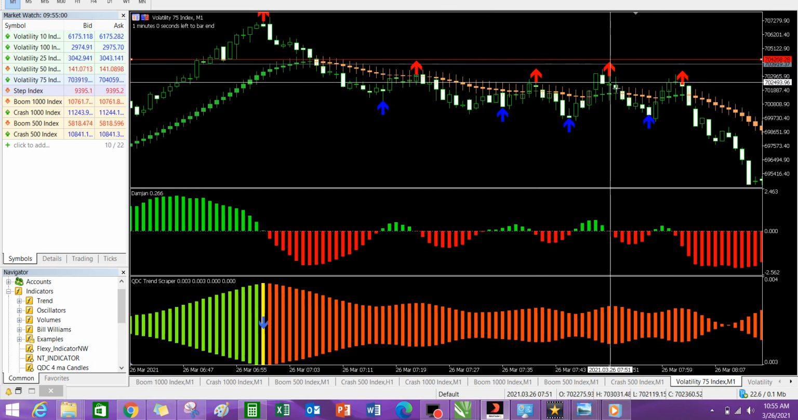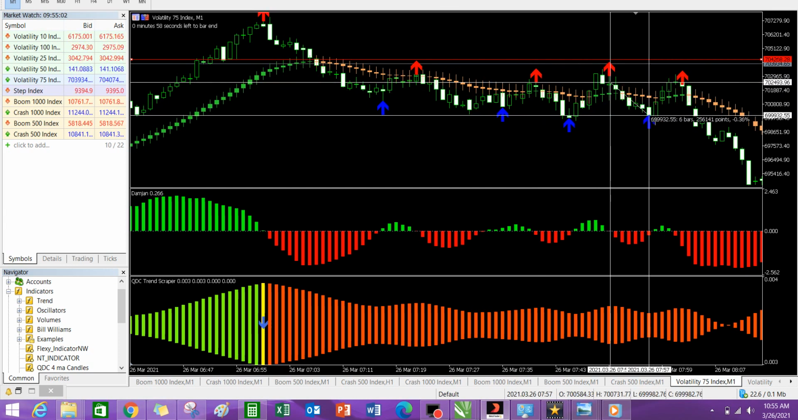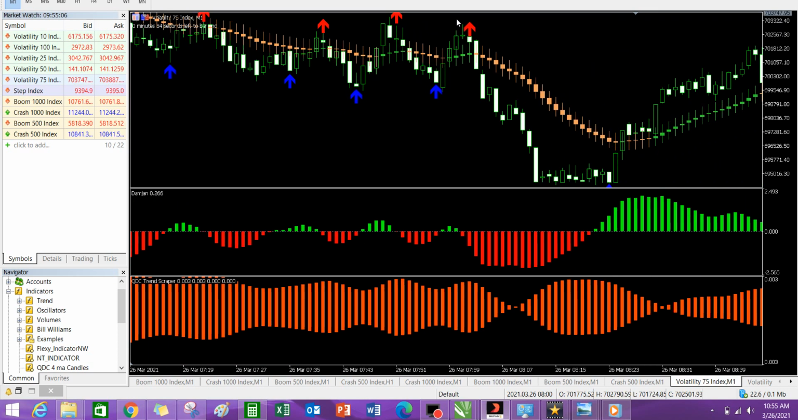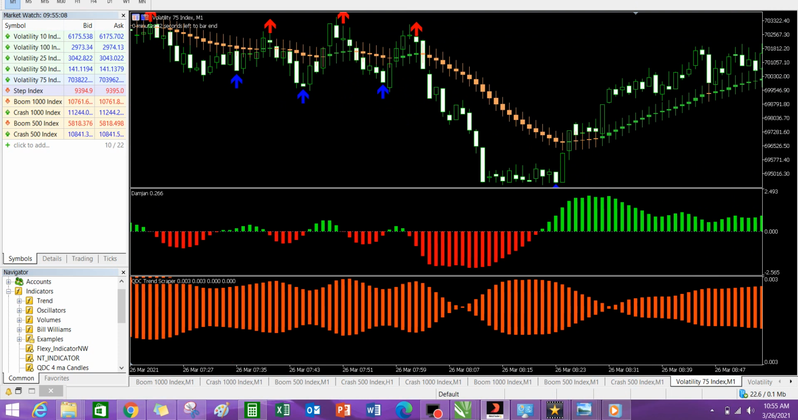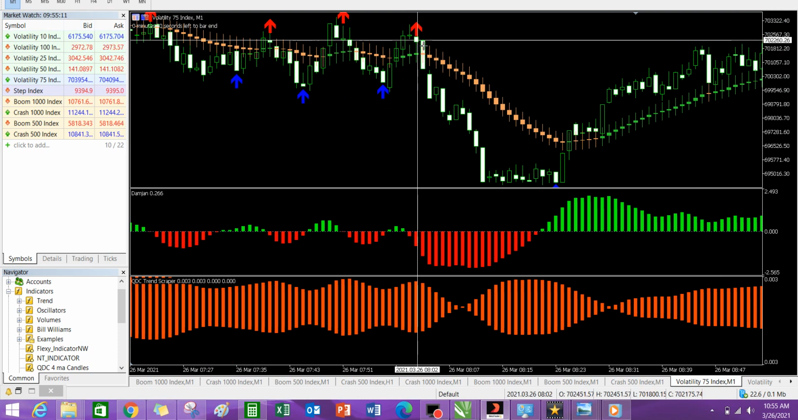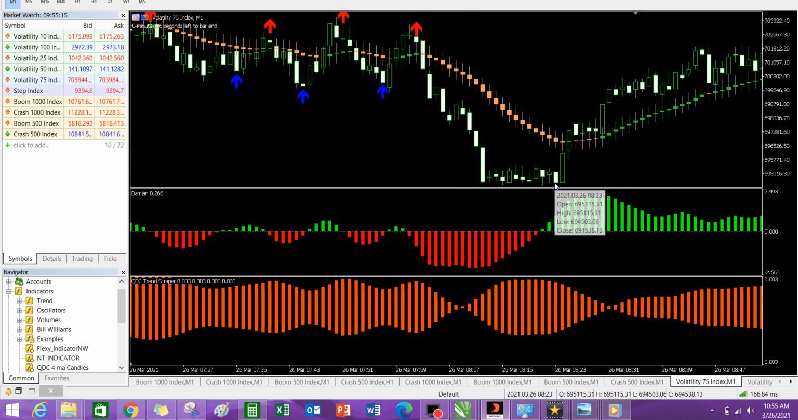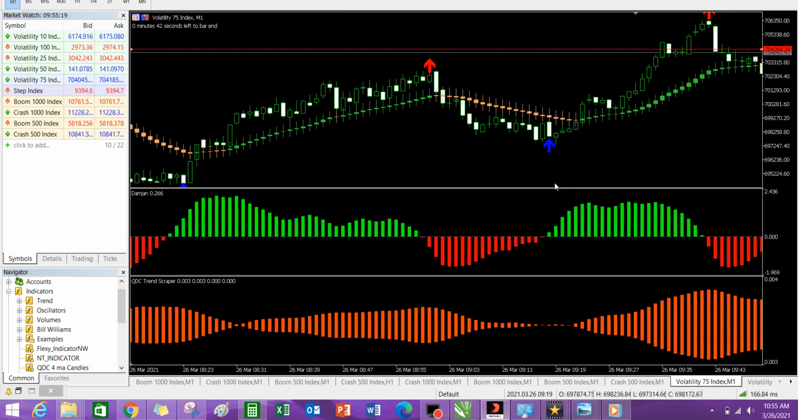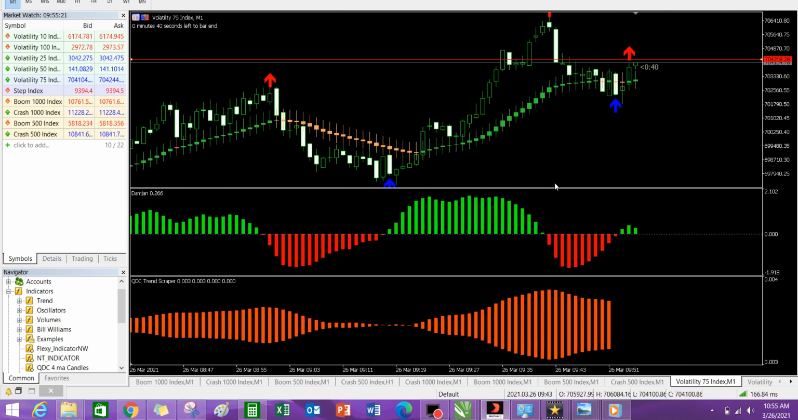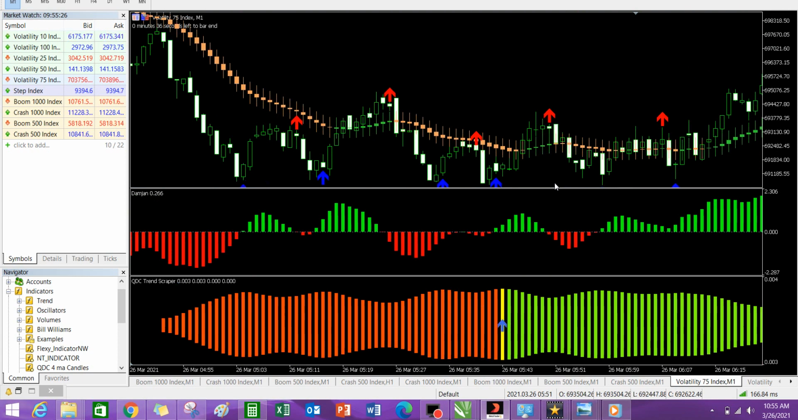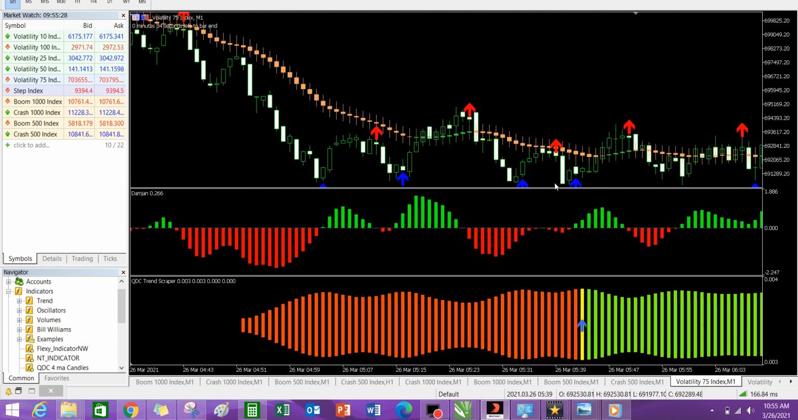So remember the rules. You buy when the trend indicator is showing green because that is an uptrend. You sell when the trend is showing red, because that is a downtrend, and you only close once you see the exit arrow popping out. So this is how you go about it, and that is how you can be successful with it.